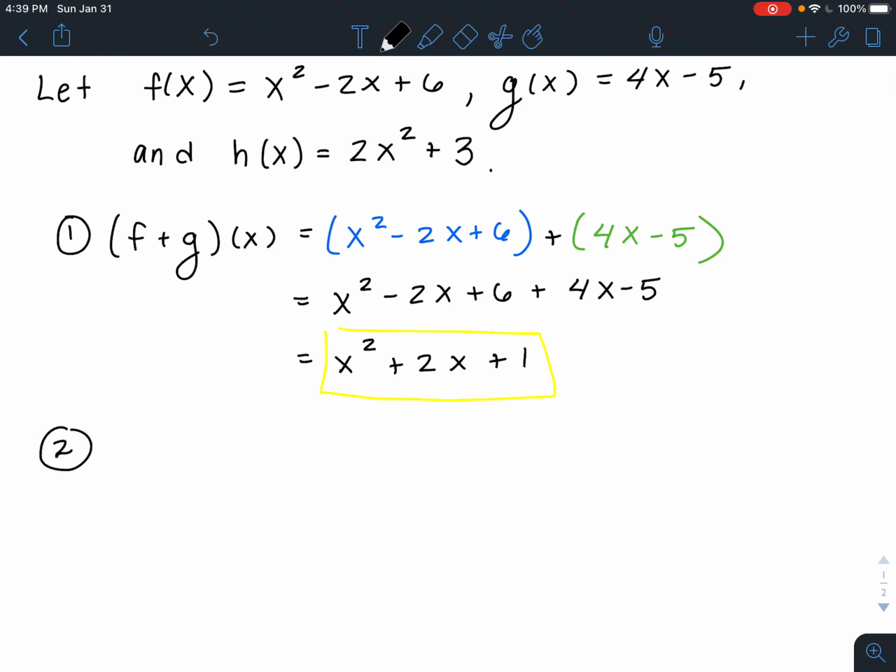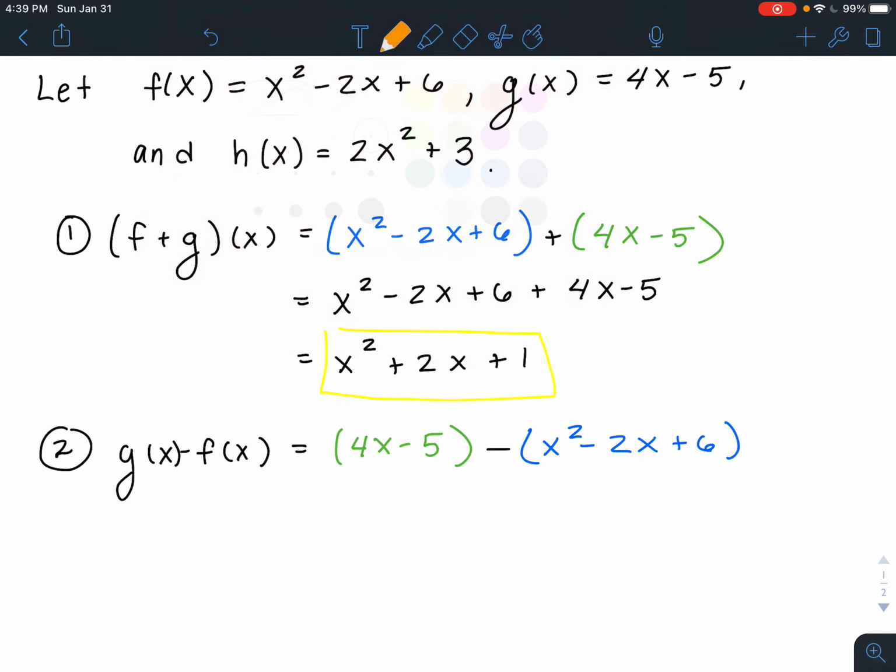Okay. So I could also do some subtraction here, I could do g of x minus f of x. My g of x function is 4x minus 5. And then I'm going to subtract my f of x function, x squared minus 2x plus 6. The parentheses here are super important for subtraction because I'm going to distribute that minus sign through. So I'm going to get 4x minus 5 in the front minus x squared plus 2x minus 6.